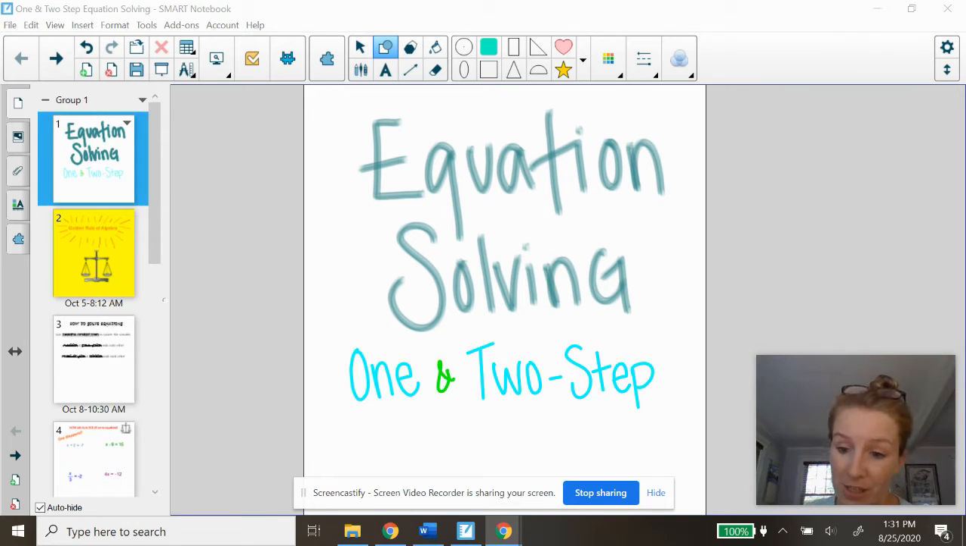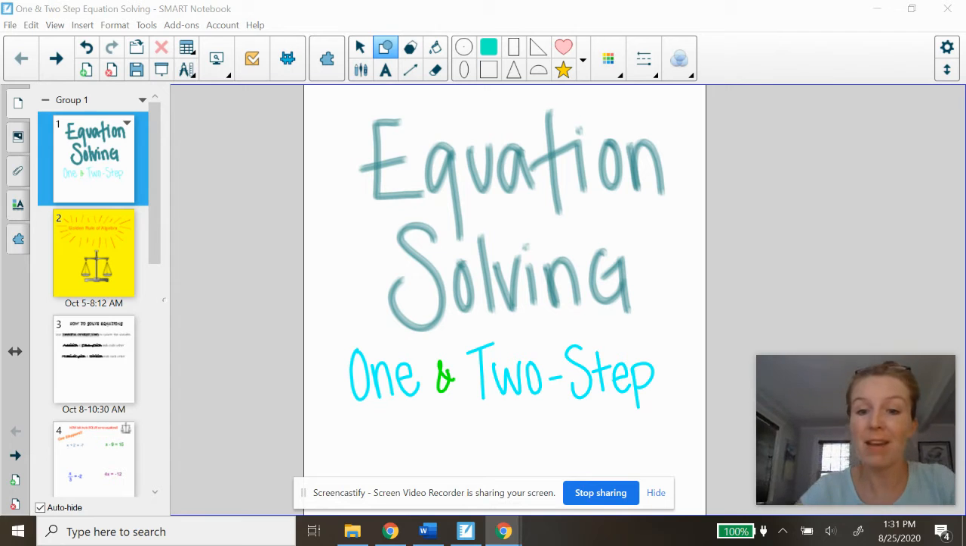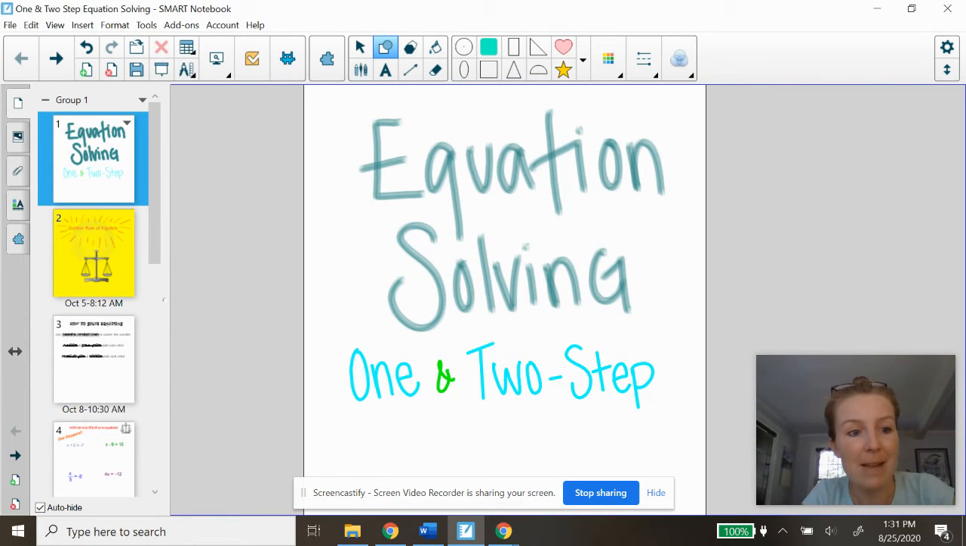Welcome to equation solving, which I must admit might be my favorite part of pre-algebra. It's really a foundational piece of the rest of the school year and, to be honest, the rest of your math career. So let's begin.